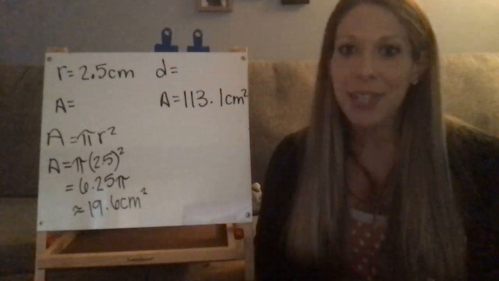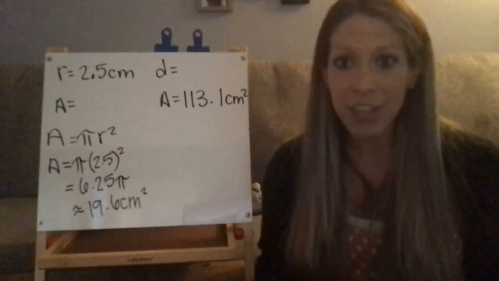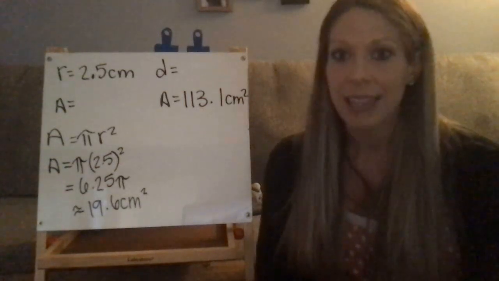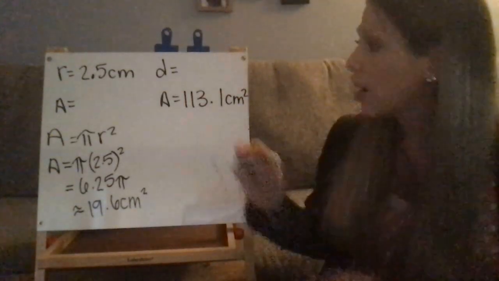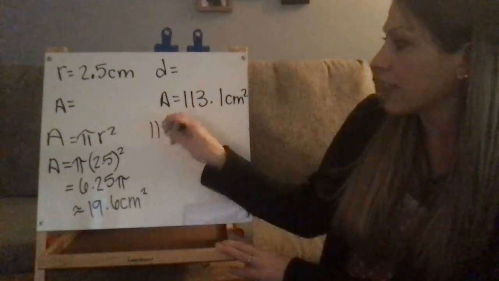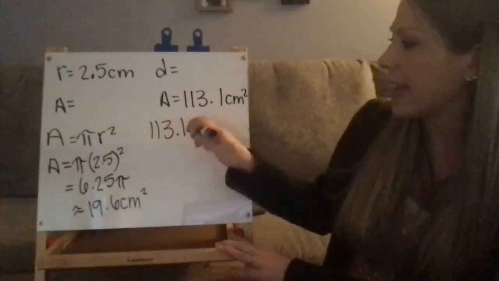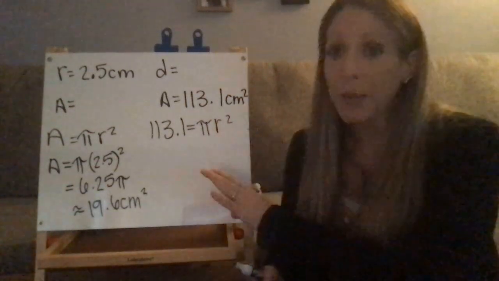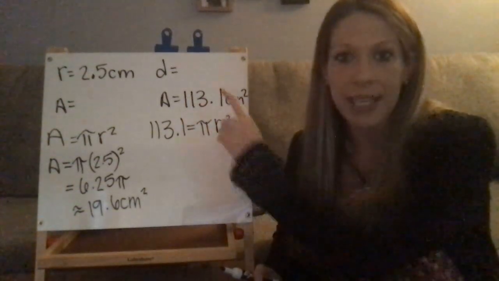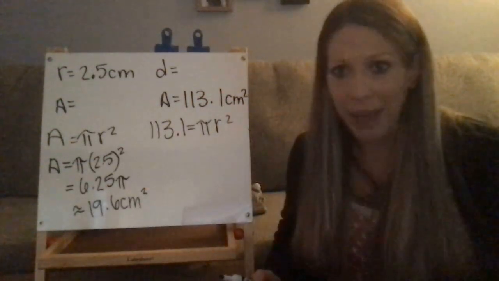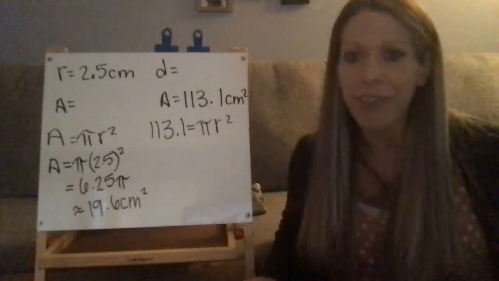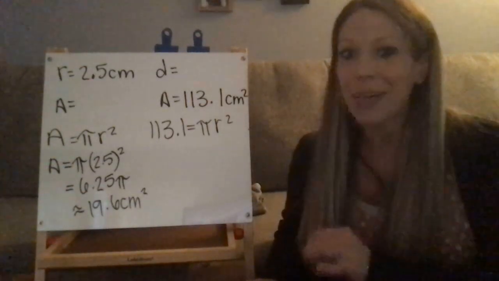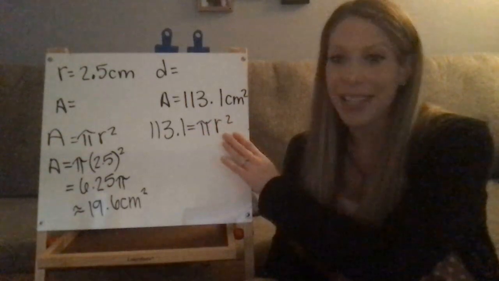We can also use the area formula to find a missing dimension, like the diameter. This is the second example on this first slide. So we know our area is 113.1, and area equals pi r squared. Now, the problem is we're going to end up with our radius, not our diameter. But that's okay, because if we find our radius, we can find our diameter pretty easily. So we need to talk about how we get r by itself.